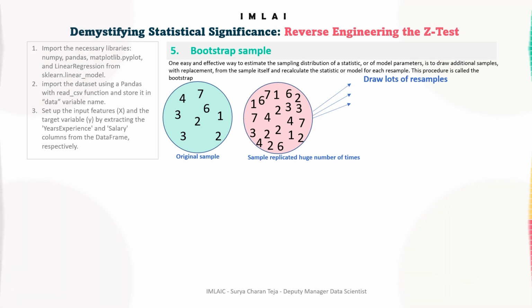So in bootstrapping, we generate multiple bootstrap samples by randomly sampling observations from the original data set with replacement. Each bootstrap sample is the same size as the original data set but may contain duplicate observations within the sample.